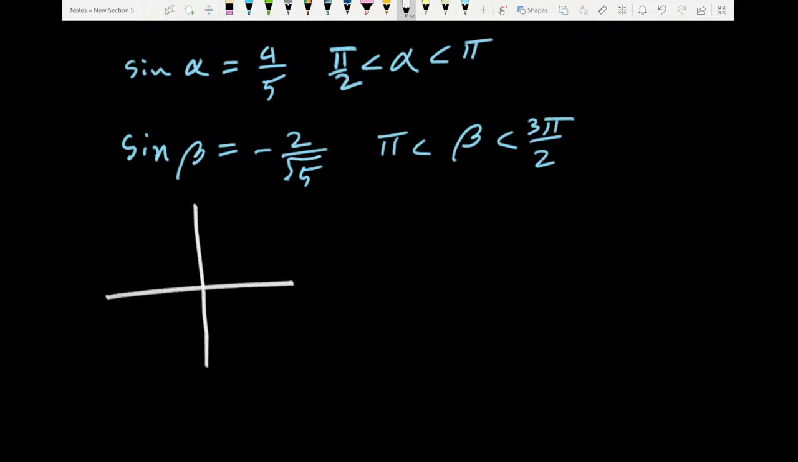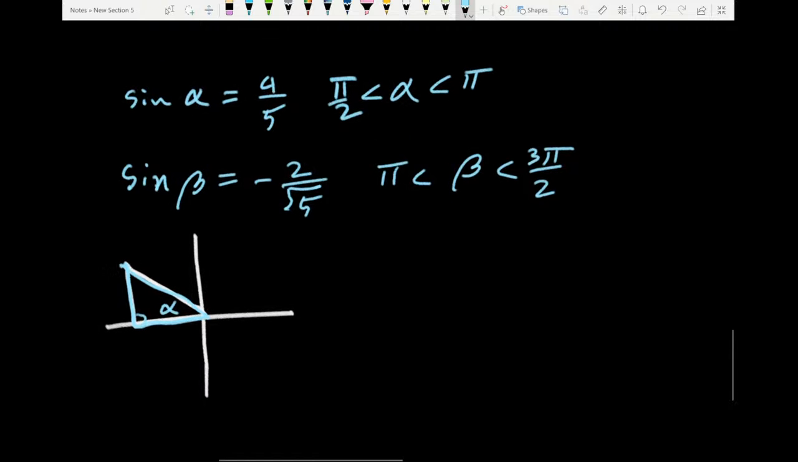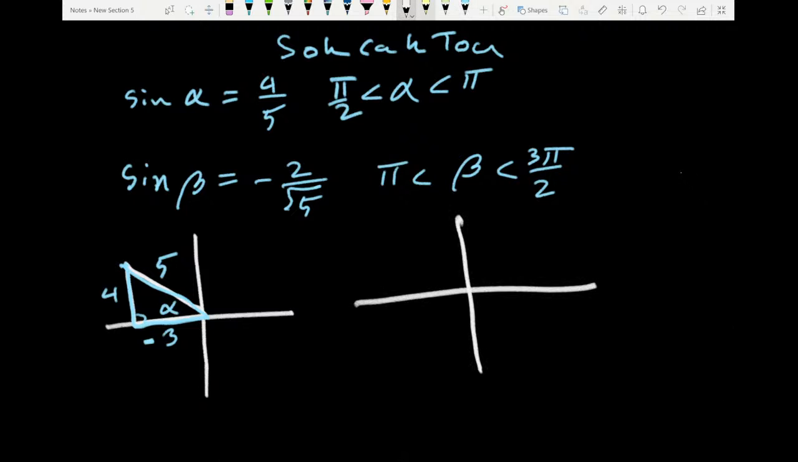Let me use a different color. So this is alpha. We use SOHCAHTOA again over here. SOHCAHTOA tells us sine is opposite over hypotenuse. So this is the missing side. But because this is the negative x-axis, it's going to be negative. So we got our alpha angle done. Let's do the beta angle.